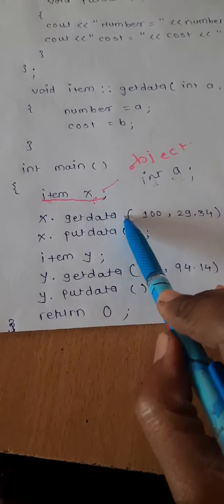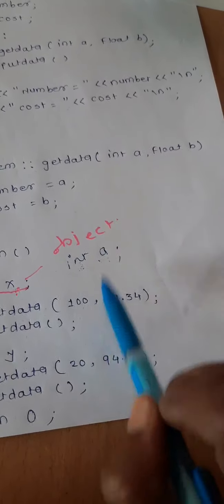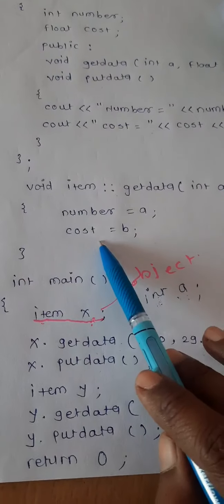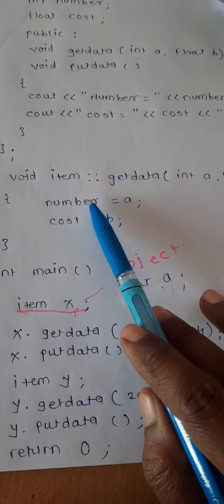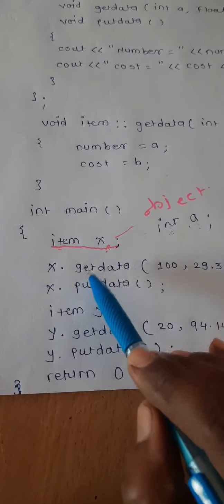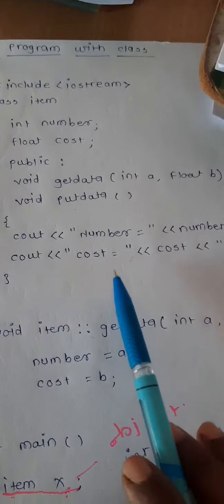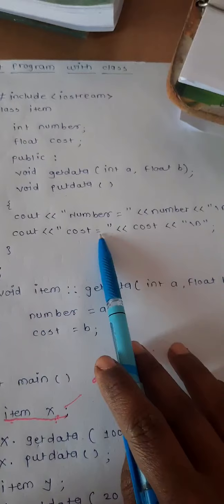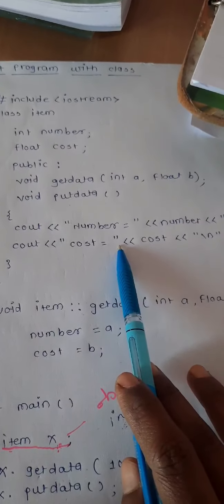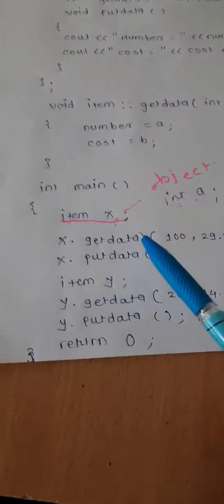When we write like this, the control is transferred here with these values, and according to that these values are allocated to number and cost for atom x. So when we write x dot put data, control is transferred here to the definition of put data, and whatever values we allocated for number and cost for x, those values will be displayed as output. Then again the control returns back.